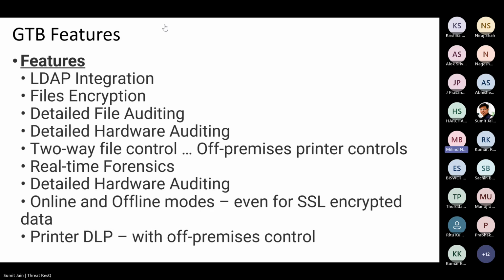So that is the advantage of integrating LDAP and Active Directory or Azure Active Directory with GTB DLP. File encryption, as I told you, for your USB or pen drive or external storage devices which you connect via USB or Bluetooth, you can encrypt that data, and it will open only on those devices where the agent is installed or GTB DLP presence is there. Otherwise, it will not open. Right. So that is how you can protect your data from going outside to any unauthorized endpoint or unauthorized user.